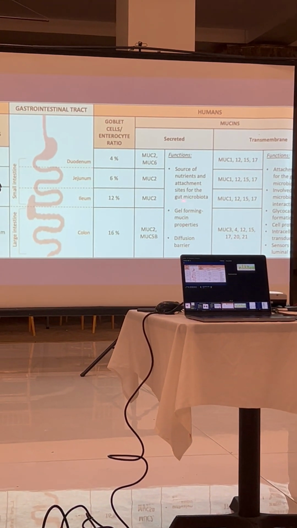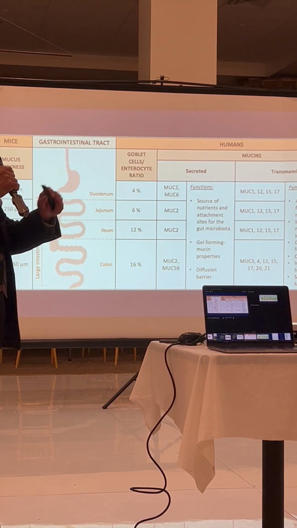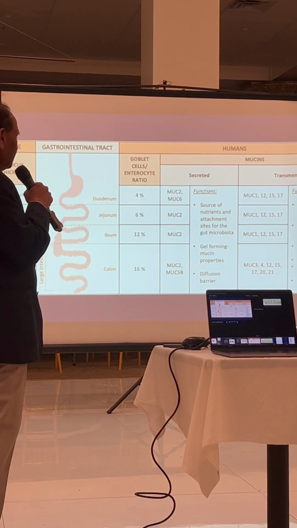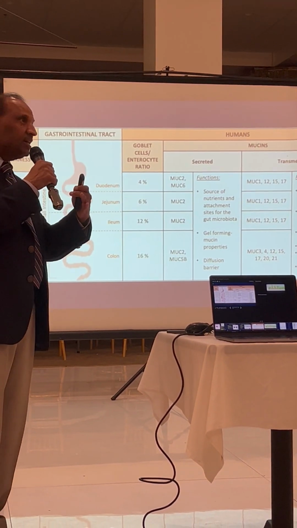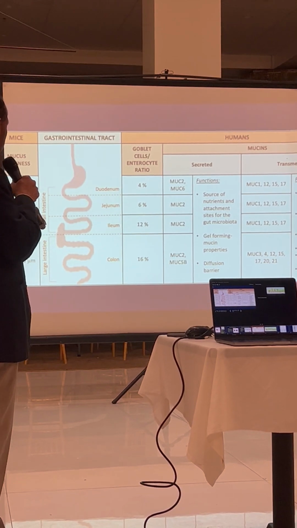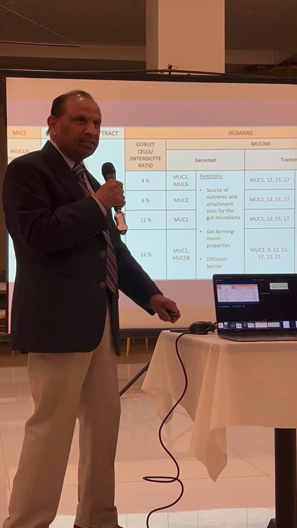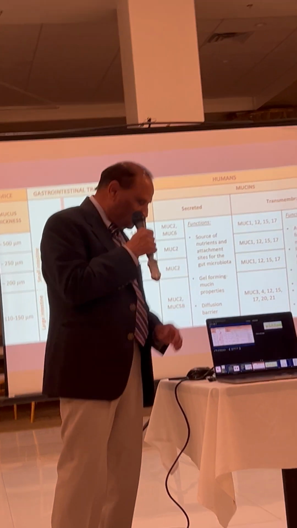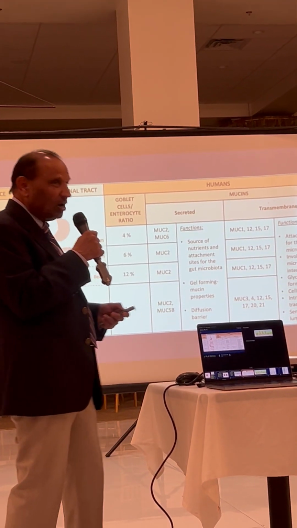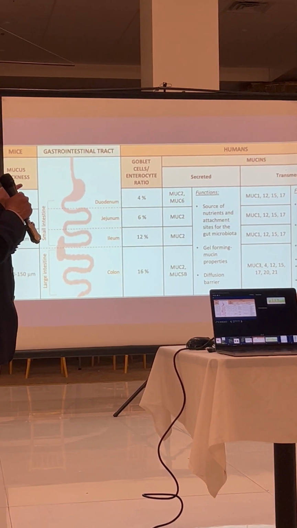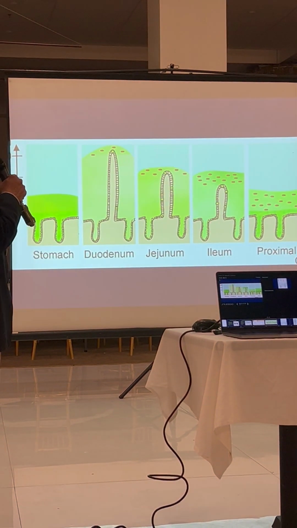The second thing is gel-forming mucus, which makes a gel that prevents bacteria from going through it. And last, that will make it a diffusion barrier. It will not allow anything to go through that thick layer of the mucus. Now, you want to make sure that this mucus is not static.